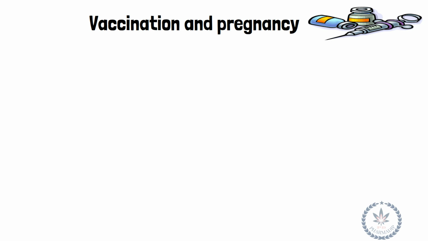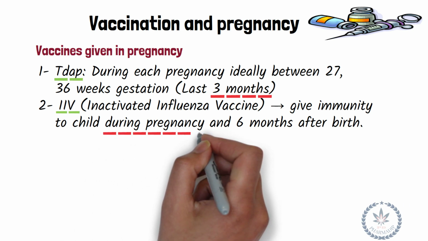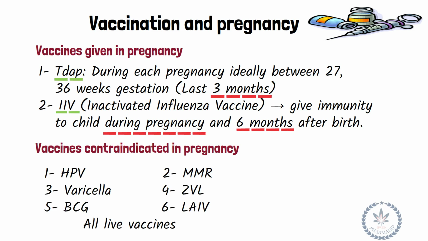Vaccination and pregnancy. Vaccines given in pregnancy are TDAP, during each pregnancy, ideally between 27-36 weeks gestation, that is the last 3 months, and IIV, inactivated influenza vaccine, which gives immunity to the child during pregnancy and 6 months after birth. Vaccines contraindicated in pregnancy are HPV, MMR, varicella, ZVL, BCG, and LAIV. In addition to these, all live vaccines are contraindicated. It is important to note that pregnant women are more liable for influenza complications.